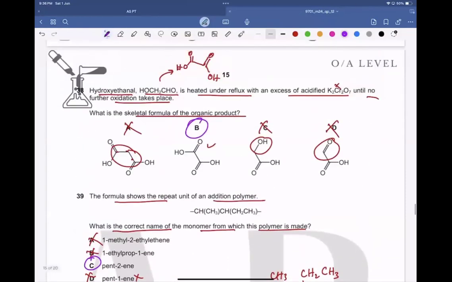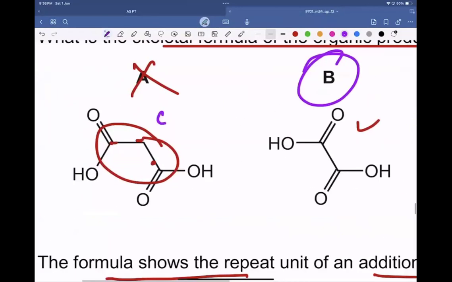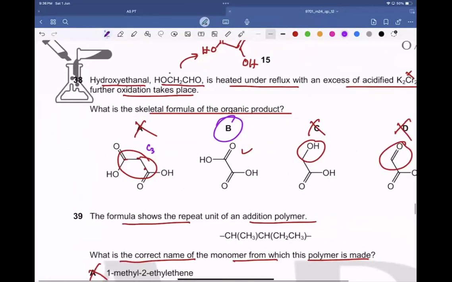In A, there are 3 carbon atoms, right? And over here, there are 2 carbon atoms. That's why A is wrong, because the reactant is hydroxyethanol, which has 2 carbon atoms only. So the carboxylic acid formed would also have 2 carbons. Is it clear, Hassan?